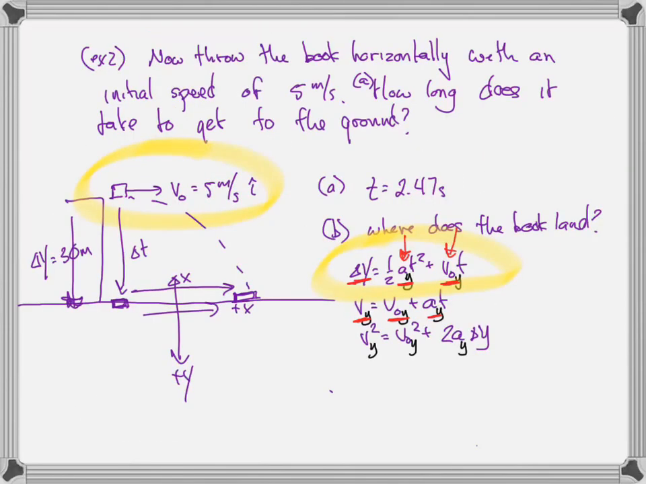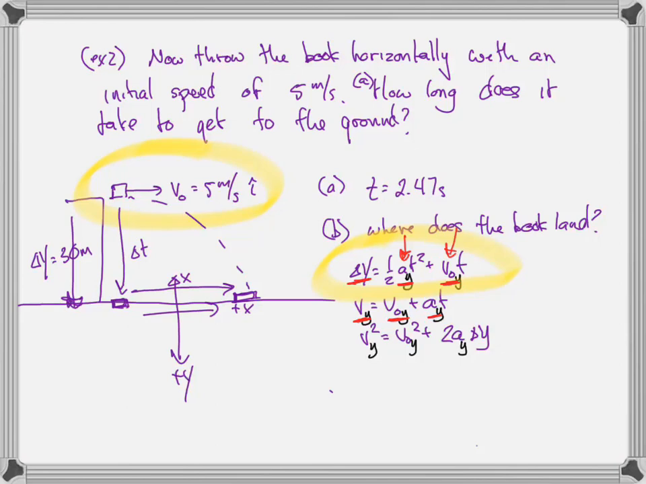So let's go back to our question: where does the book land? Remember, we've got a building that's 30 meters high, and we throw it at 5 meters per second in the plus x direction. We've defined down as the plus y direction, so I'm not going to rewrite all this.